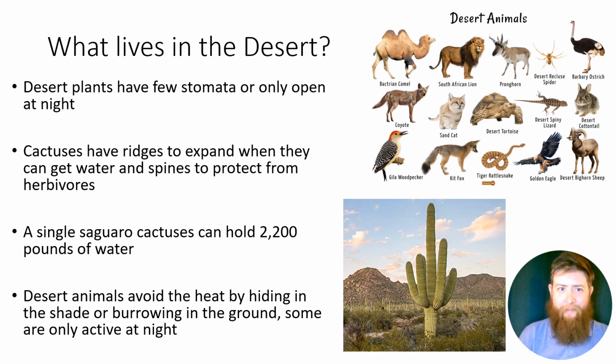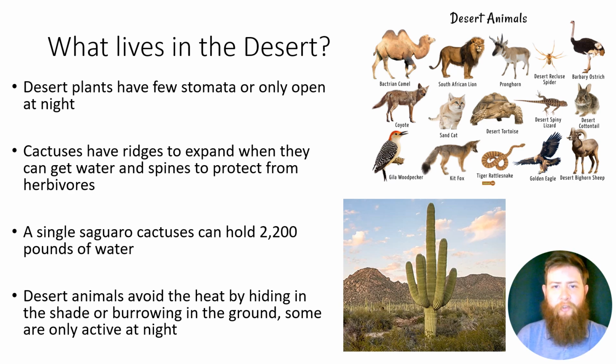So who lives in the desert? Well, desert plants usually have very few stomata or only open them at night to conserve water, because it's hot in the day and cooler at night. Things like cactuses, you can see this cactus here has these ridges all over it. This allows it to expand and make those ridges smaller when it gets water, and it has spines to protect it from the herbivores of the area. This saguaro here is a large saguaro, and it can probably hold about 2,200 pounds of water when it is completely full.